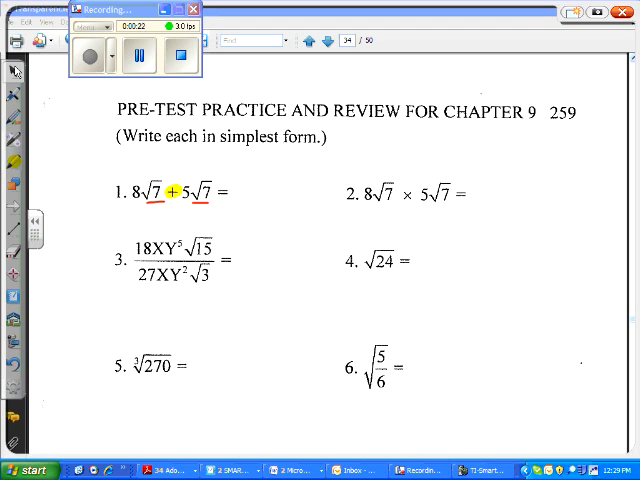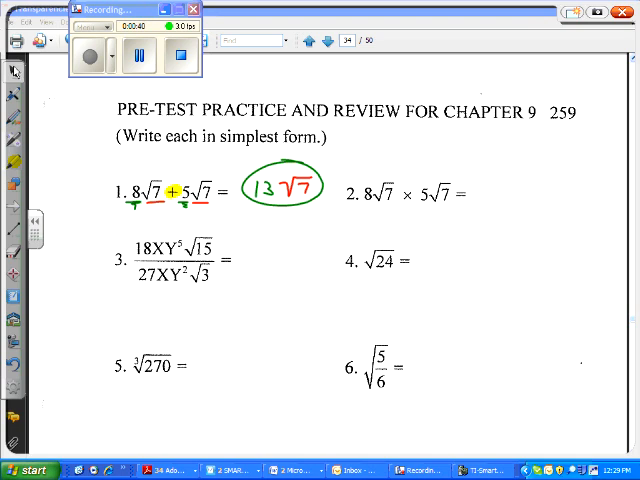In algebra, we call them like terms. When you add or subtract, the name stays the same. So the name is square root 7. 8 of those plus 5 of those makes 13 of those little square root 7s. Any questions on number 1?